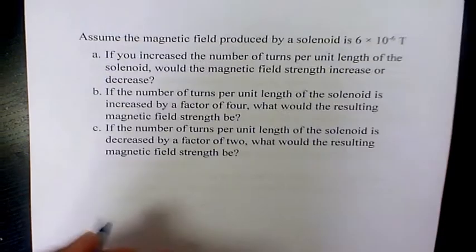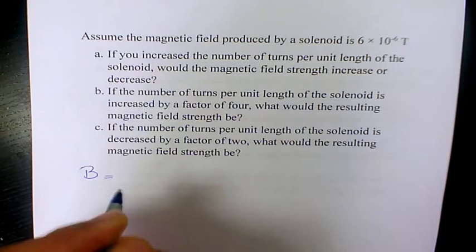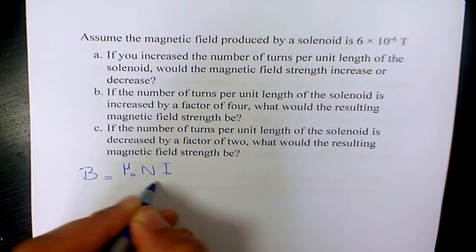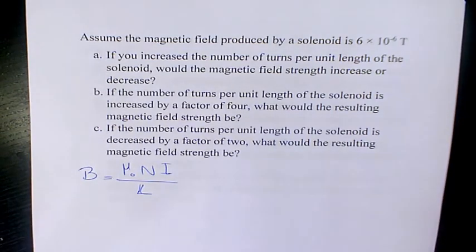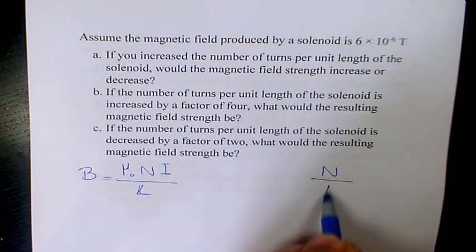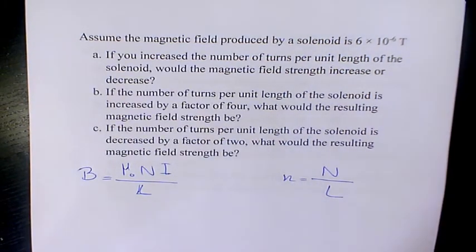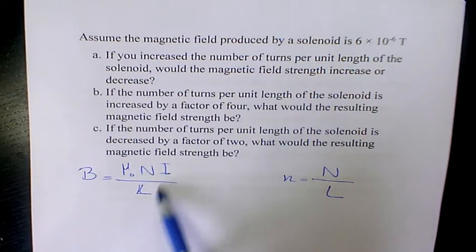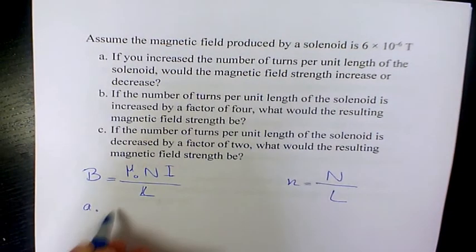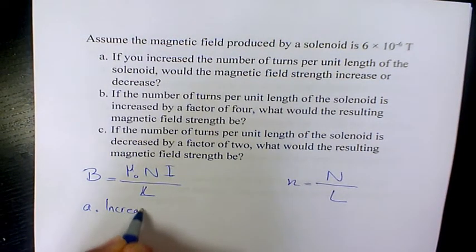increase or decrease? Let me write down the formula for relationship between number of turns per length and magnetic field strength. Number of turns per length is going to be lowercase n, and as you see here, this is directly proportional to B. So as you increase number of turns per length, the magnetic field strength increases as well. So the answer to part A is going to be increase.